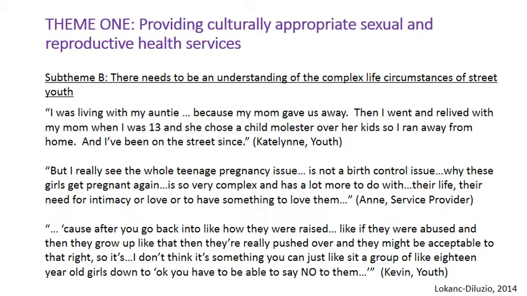One youth said, "I was living with my auntie to the age of 13 because my mom gave us away. Then I went and lived with my mom when I was 13, and she chose a child molester over her kids, so I ran away from home. And I've been on the street since. Nobody in my family believed me about what was going on, so I don't really talk to them."